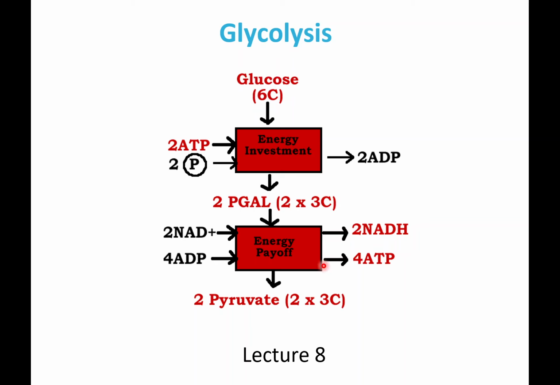And the second part is where you're getting an energy payout. And in that part, you're taking your two 3 carbon sugars and converting them to two pyruvates. And by doing that, you're getting out two NADHs and 4 ATPs. Okay, so you use two ATPs and you're getting out 4 ATPs. So there's a net payoff to glycolysis.